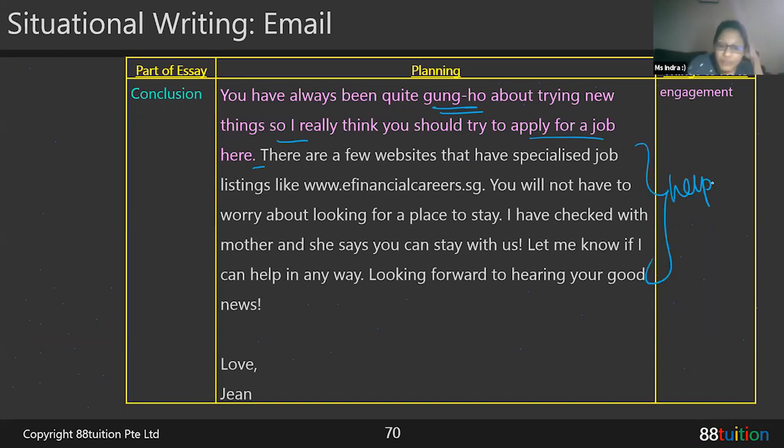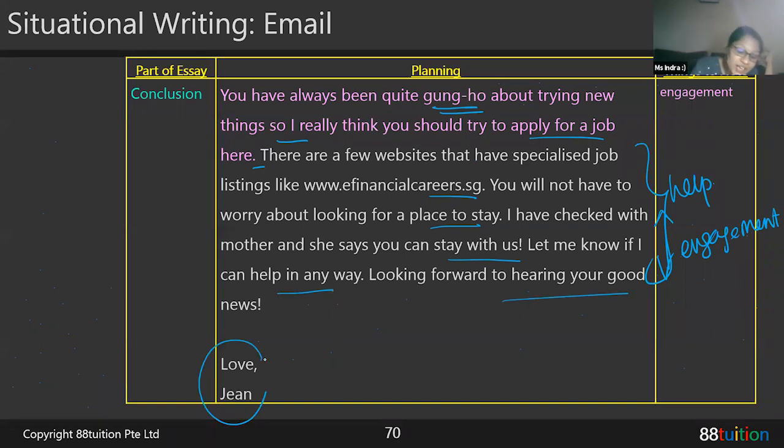There are a few websites that have specialized job listings like efinancialcareers.sg. You will not have to worry about looking for a place to stay. Now all this is engagement again. I have checked with mother and she says you can stay with us, which is great, right? She can save on accommodation costs. Let me know if I can help in any way. Looking forward to hearing your good news.